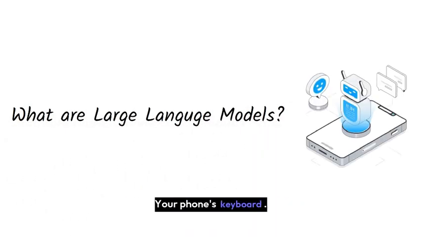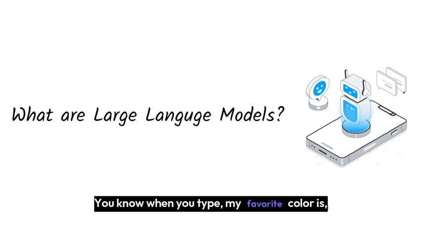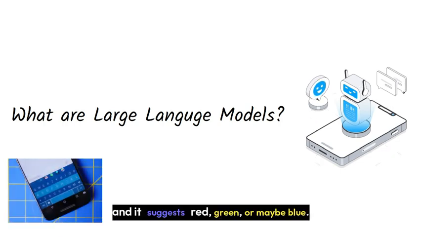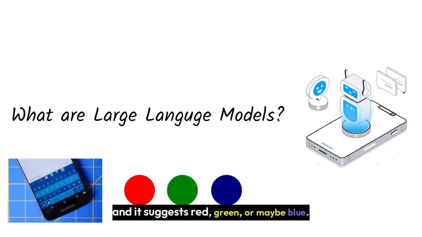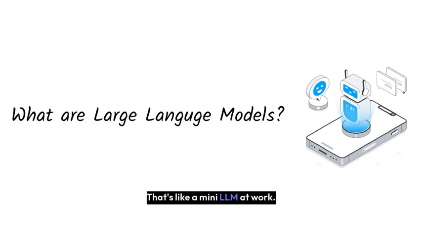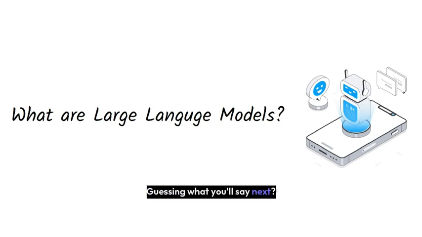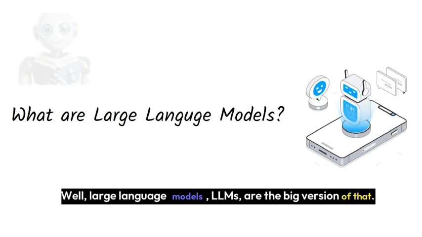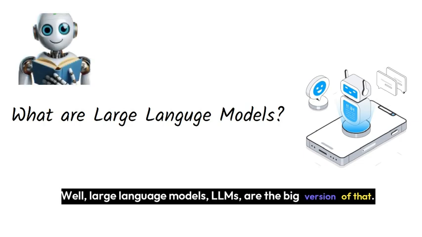Your phone's keyboard. You know when you type, "My favorite color is," and it suggests red, green, or maybe blue. That's like a mini LLM at work, guessing what you'll say next. Well, large language models, LLMs, are the big version of that.